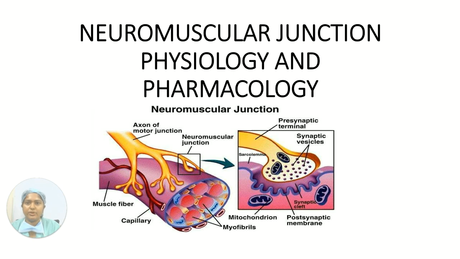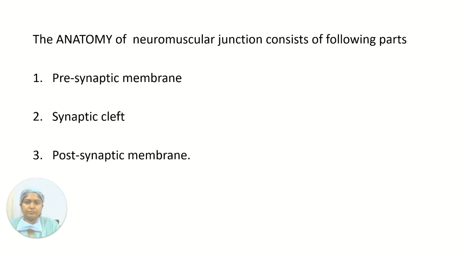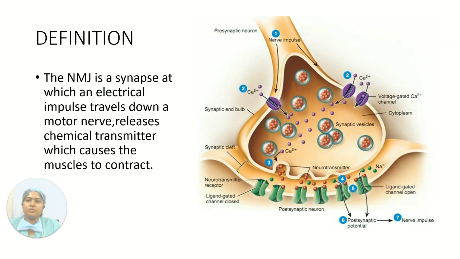Today we are going to discuss neuromuscular junction physiology and pharmacology. So coming to the definition, the neuromuscular junction is a synapse at which the electrical impulse travels down the motor nerve, releases a chemical neurotransmitter which causes the muscle to contract.